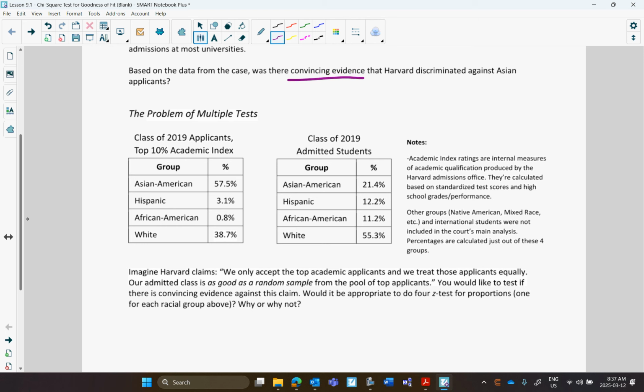But when they admitted all the students and then broke down by race, this is what happened. Even though more than half the applicants in the top 10% were Asian American, only 21.4% were admitted out of the entire class. Hispanic was higher, African American was higher, white was higher. So you can see the case that Asian Americans had to bring to the courts to say, no, this is unfair.